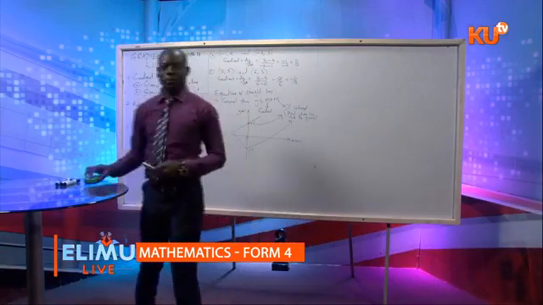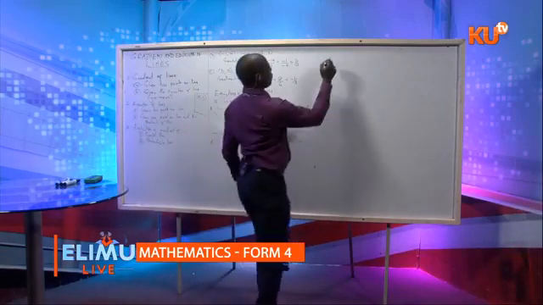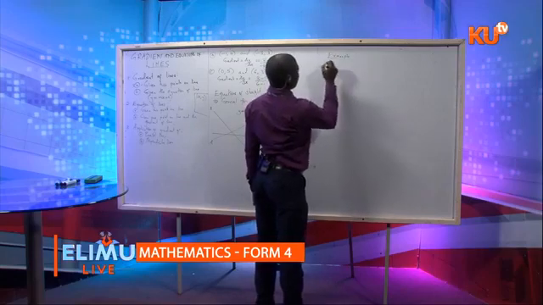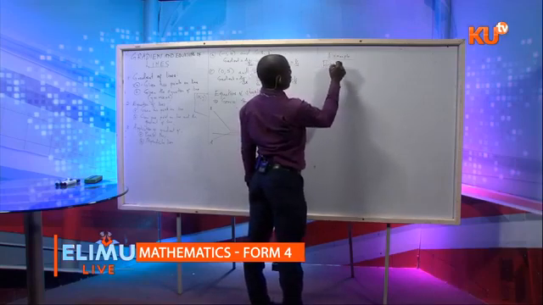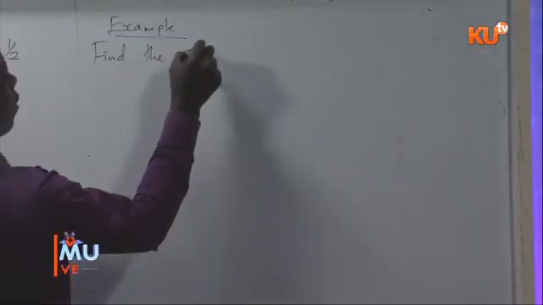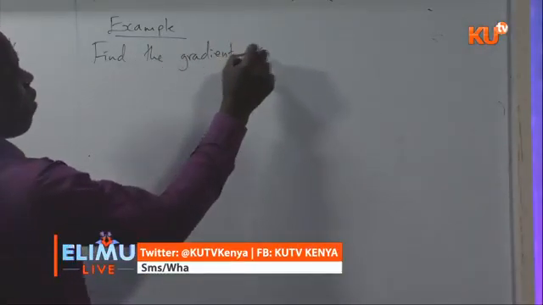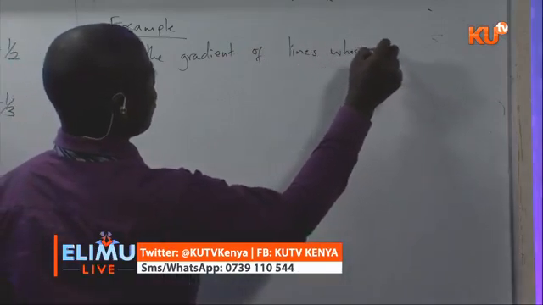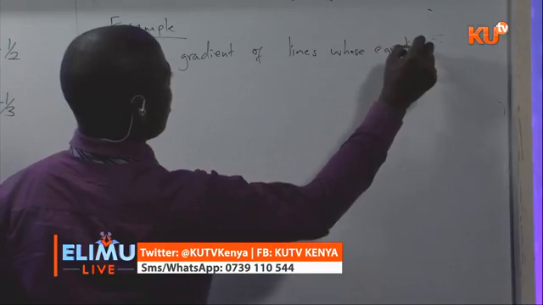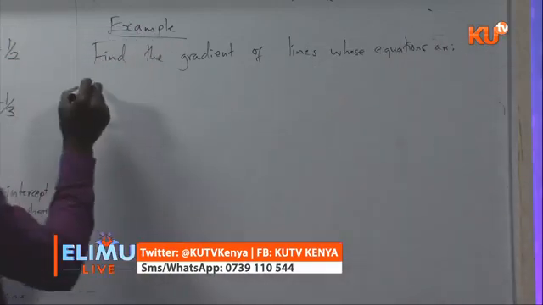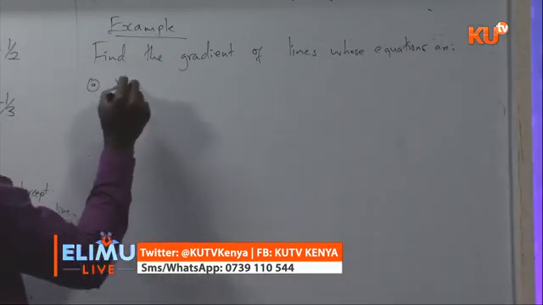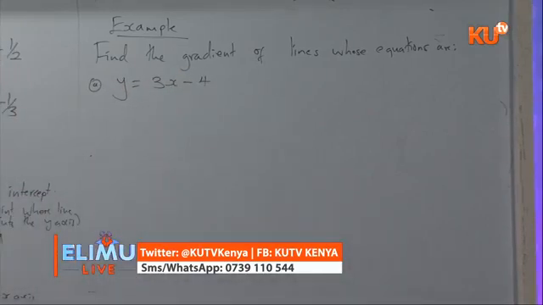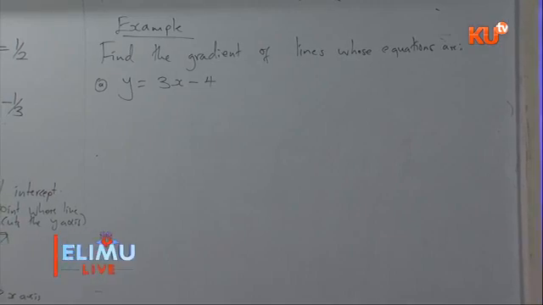So for example, you are told to find the gradient of lines whose equations are: number 1, y is equal to 3x minus 4.